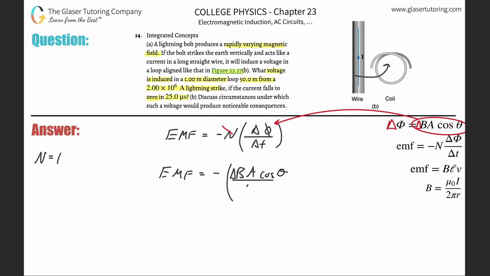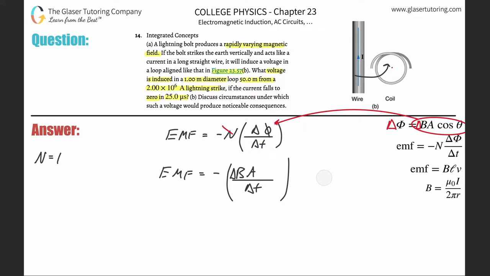Now, the normal is a vector that is perpendicular to the plane of the coil, so it points in and out of the page. The magnetic field that's produced here also points in or out of the page, so they're going to be parallel to one another. In other words, the angle is zero, and cosine of zero is just one, so you can reduce it down from there. So instead of rewriting that, let's just get rid of it and erase it.